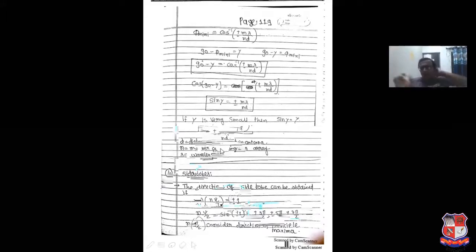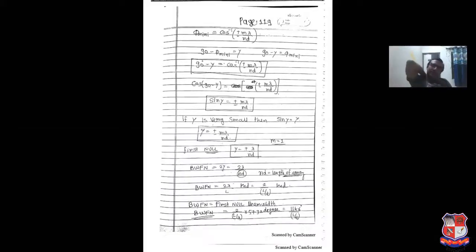So first null means what? The first radiation equal to 0 can be present at gamma equal to plus lambda upon nd. So it is known as the equation of first null. So beamwidth equals first null beamwidth, which equals 2 lambda upon nd. This is the equation: 2 lambda upon nd. So nd equals the length of the array.